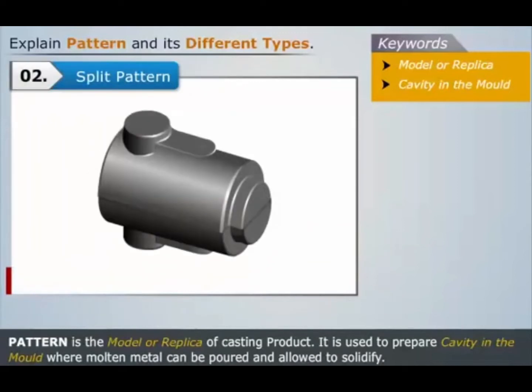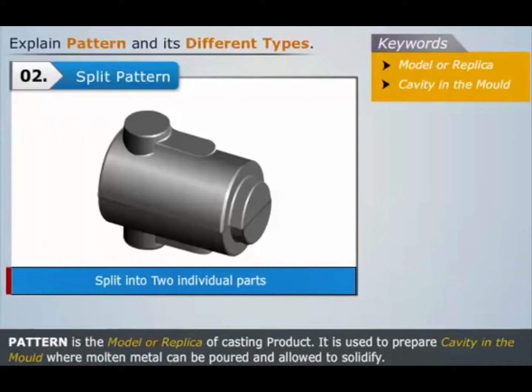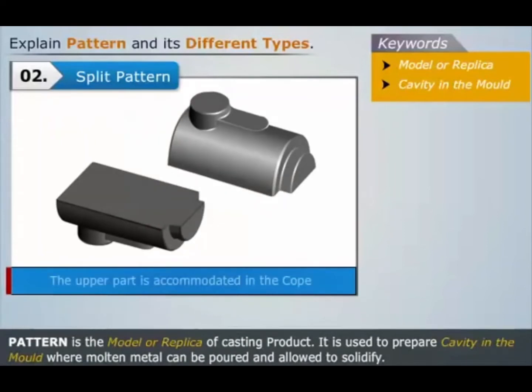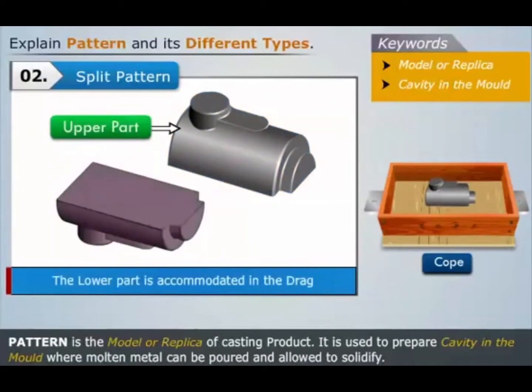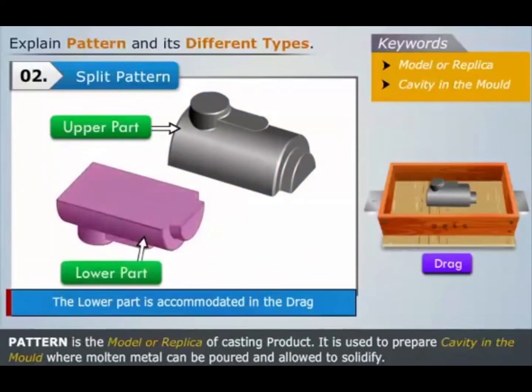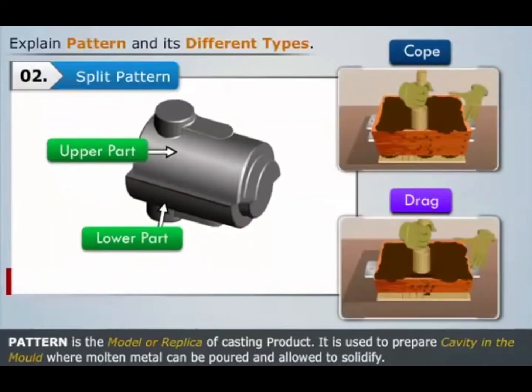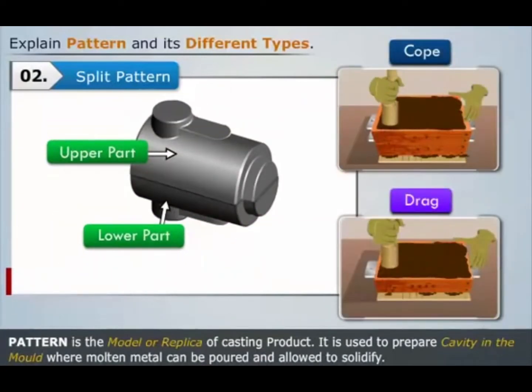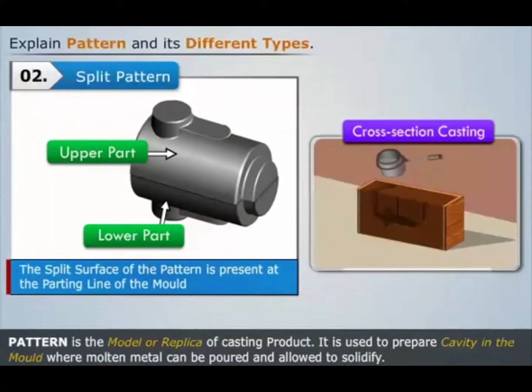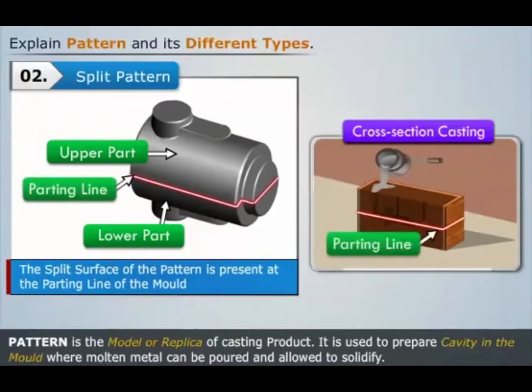Split pattern. In this type of pattern, the structure of casting to be produced is split into two individual parts. While the upper part is accommodated in the cope, the lower part is accommodated in the drag. The cope and drag molds are then prepared separately and assembled together to form the complete mold. The split surface of the pattern is present at the parting line of the mold.